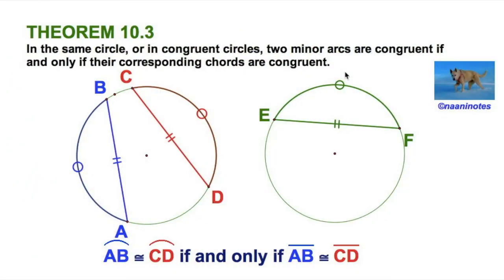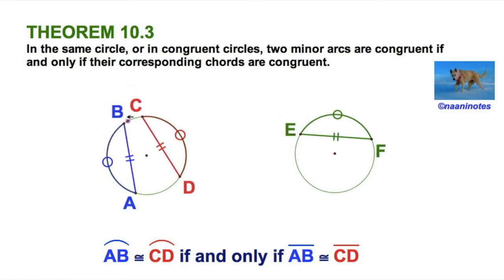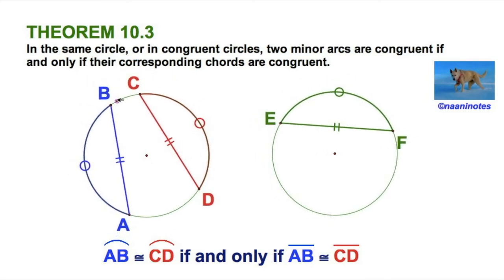Well, we're going to look at a pair of theorems. Let's start by having a look at this one, which is going to relate chords and arcs. As you can see from the text here, this could involve one circle, let's say the red and the blue, or it could involve congruent circles. Let's suppose it's like that.